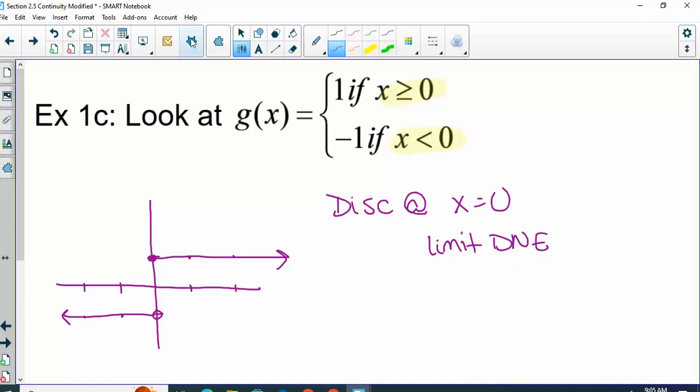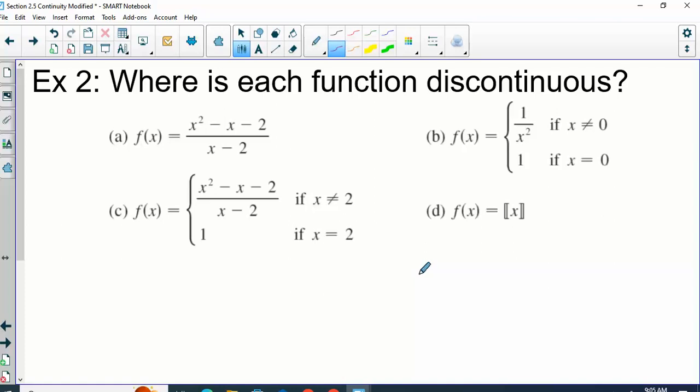Alright, let's look at some more. I think I put a blank slide after this one so you had a little extra room to work out because I put 4 examples on one slide here. So A, can you guys just look at this and tell me where it's probably not continuous? Why?